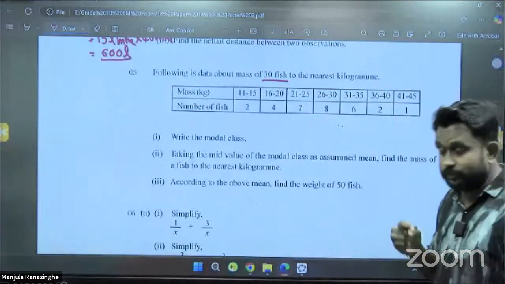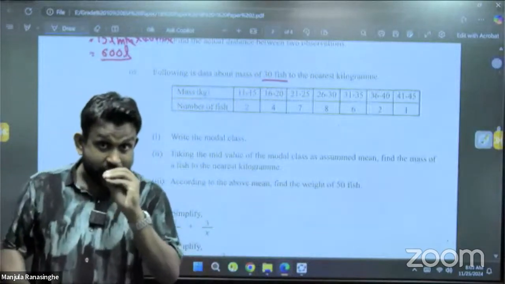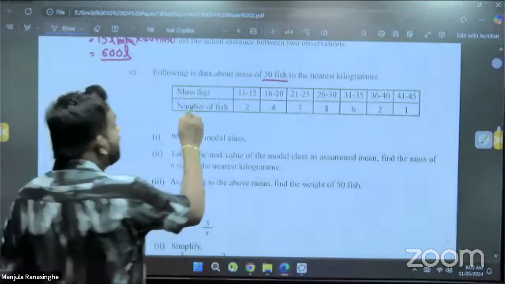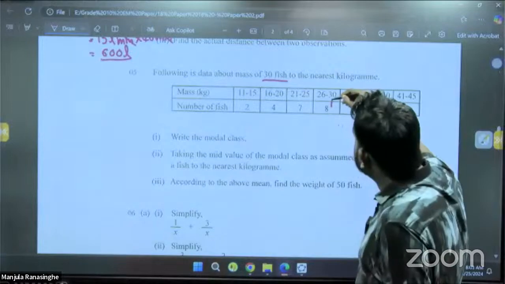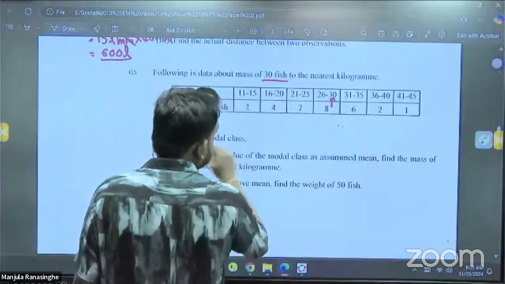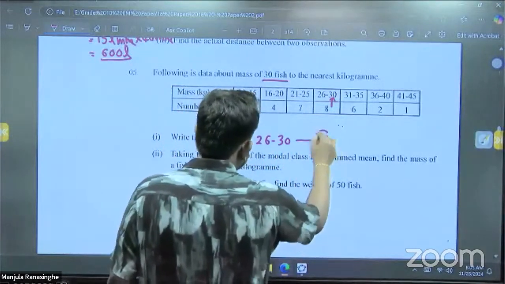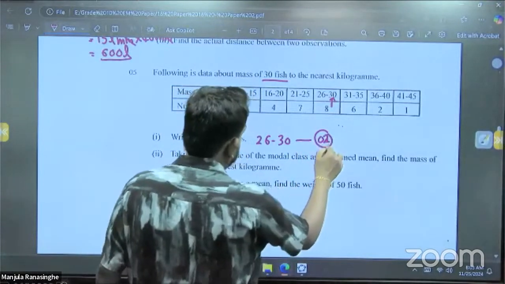So the modal class means what? The most repeated class, meaning the highest frequency class. So what is the highest frequency? Highest number of fish is here, 8. That belongs to which class? 26-30. So what is the modal class? So it is 26-30. For that part you have 1 mark there. Right, make it 2 marks. That's proper.